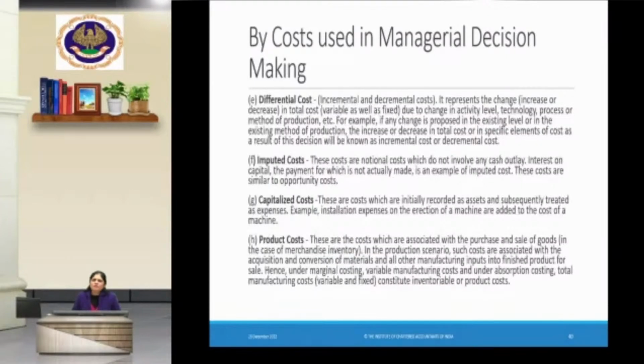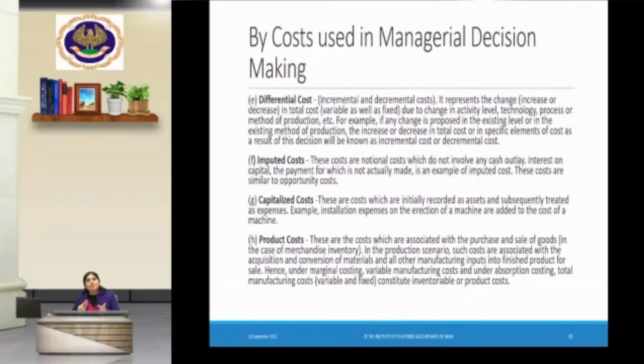Differential cost. Let us say I have to get an additional order. For that additional order, I have to make an additional factory setup, so my cost will increase. So differential cost means the difference between the existing cost and the future cost, which is going to increase or decrease due to, let us say, additional orders or additional technology. It is the difference between the present scenario and the future scenario, which could be an additional product, an additional order, or a better technology.